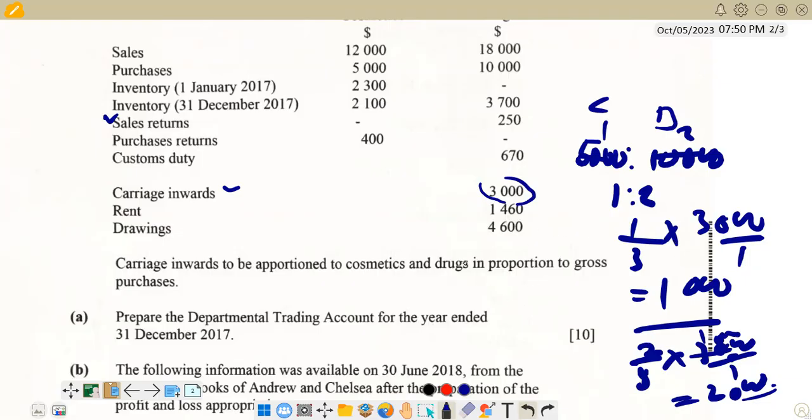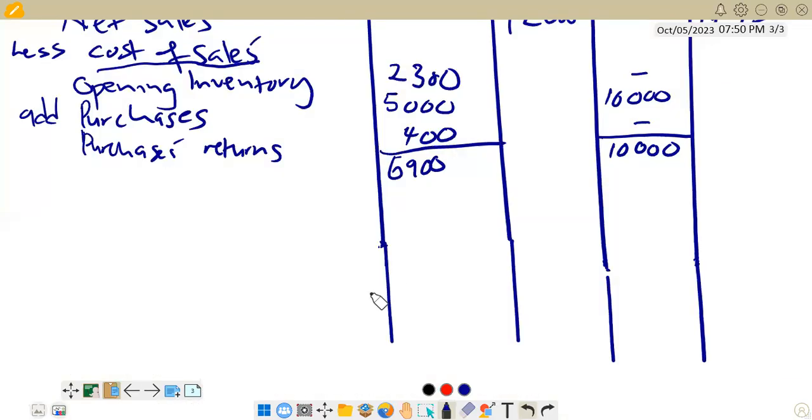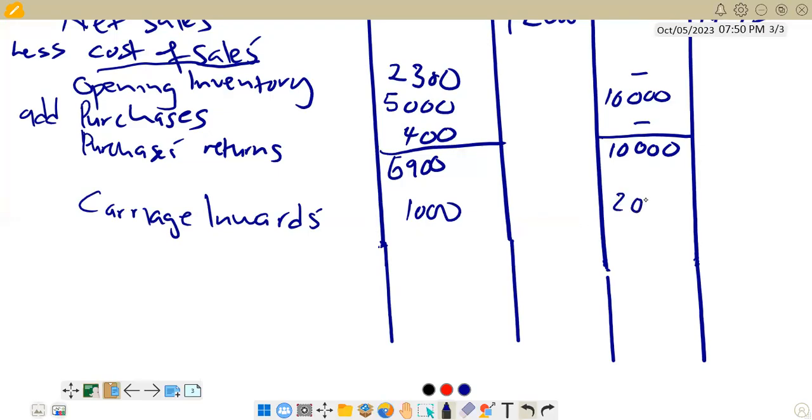So we go there again in our answer section. We've got carriage inwards here, and we found 1,000, and then here we found 2,000. But remember, we are adding this carriage there.